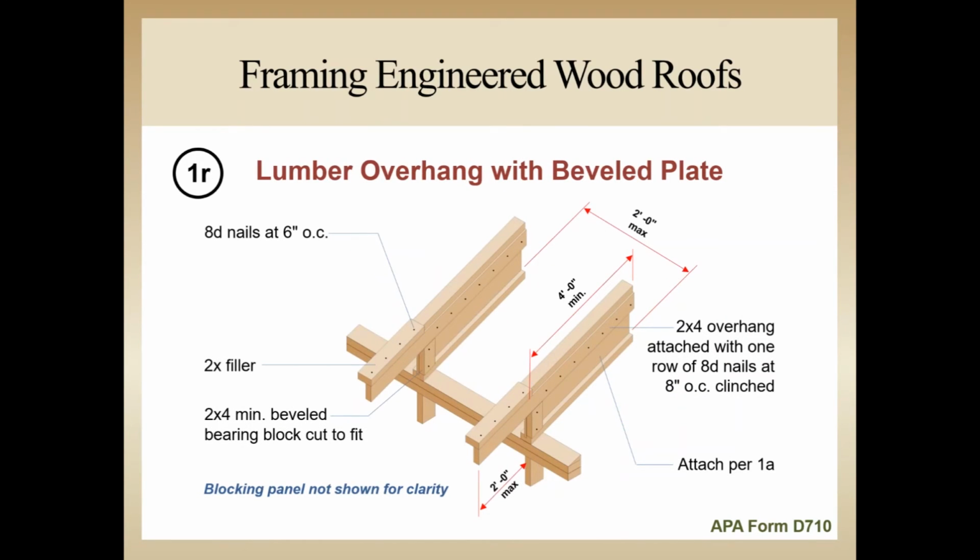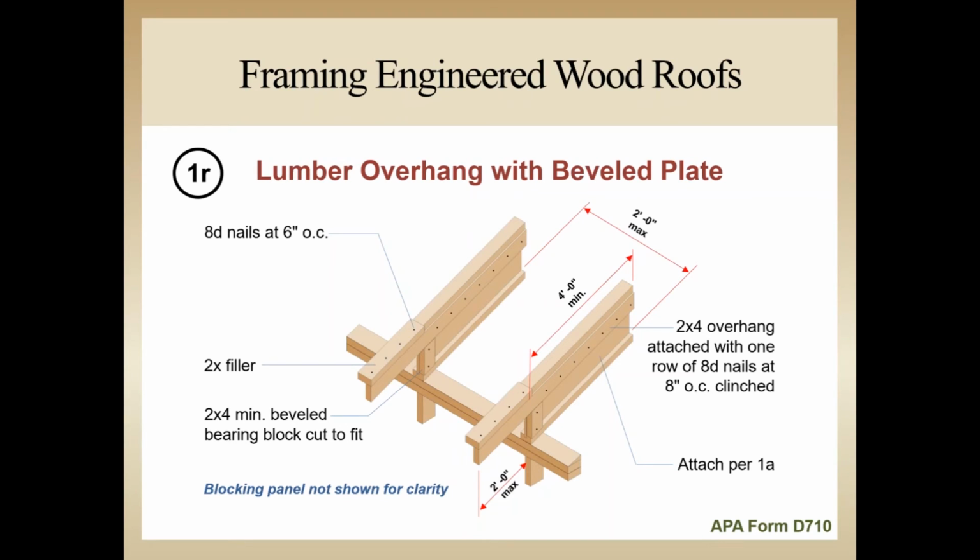Detail 1R is another way to support a soffit from I-joist rafters. The ends of the rafters are trimmed flush and plumb with the exterior wall framing. A 2x4 lumber piece is extended up the slope of the roof for a minimum of 48 inches and extends beyond the end of the rafter to 24 inches. The 2x4 is then attached to the web with the top of the 2x4 1.5 inches below the top surface of the top flange, with one row of 8-penny common nails at 8 inches on center, and then clinched on the other side of the web.